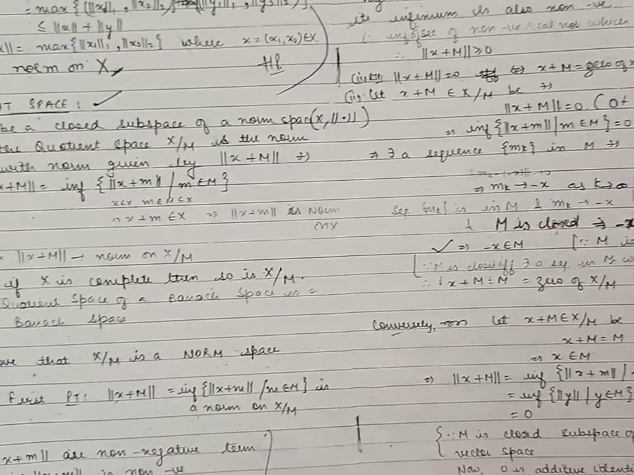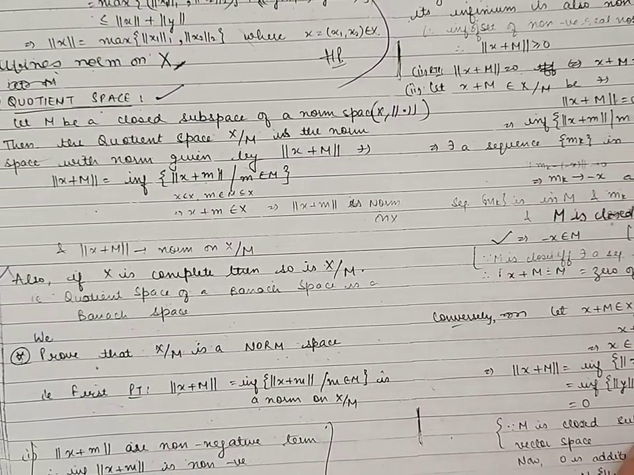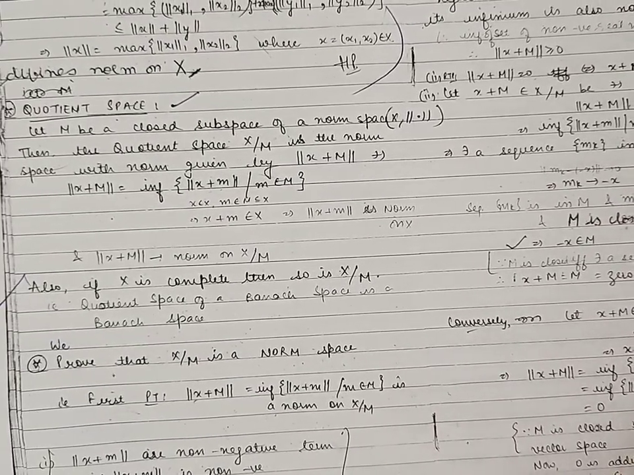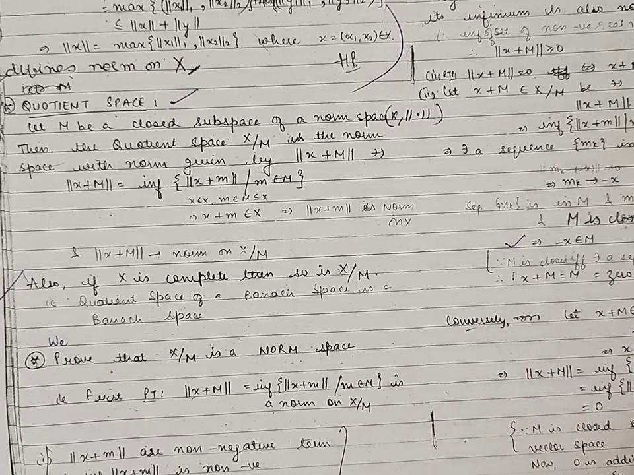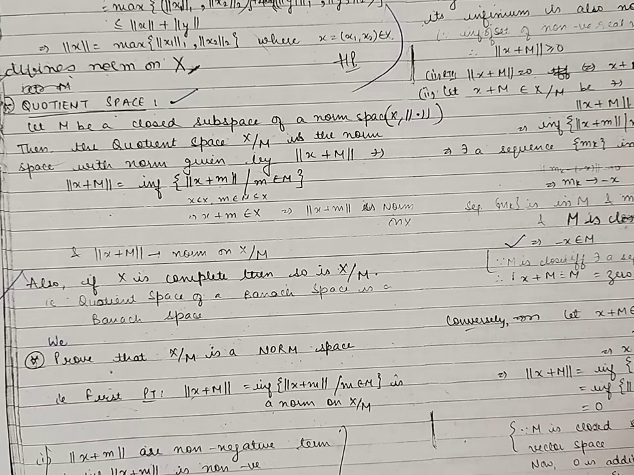Good morning, students. Our today's topic is quotient space. We will prove that the quotient space is a normed space, and if a space is Banach space, then its quotient space is also Banach space.